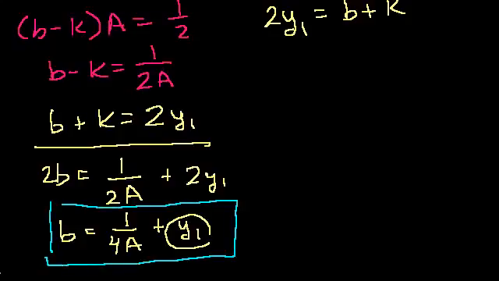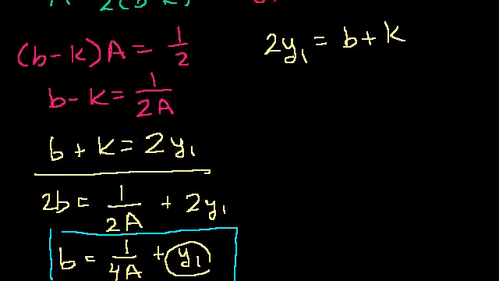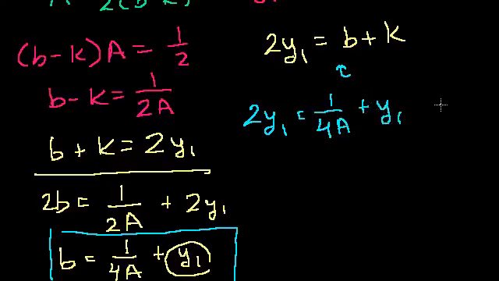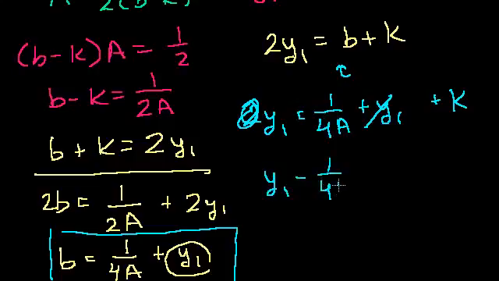That's our b. And let's see if we can solve back for k. So we know that 2y1 is equal to b, which is 1 over 4a plus y1 plus k. We could subtract y1 from both sides, so this goes away, and we just have a y1 there. Subtract 1 over 4a from both sides, and you get y1 minus 1 over 4a is equal to k. So then we are done.